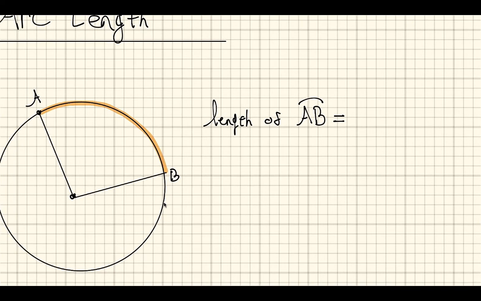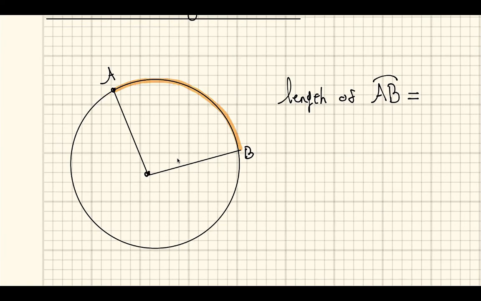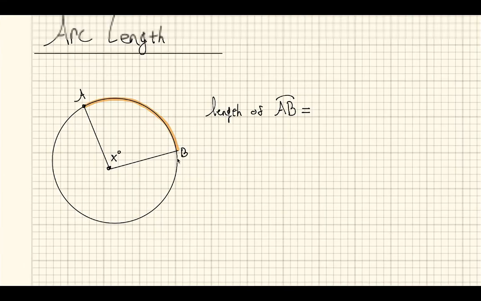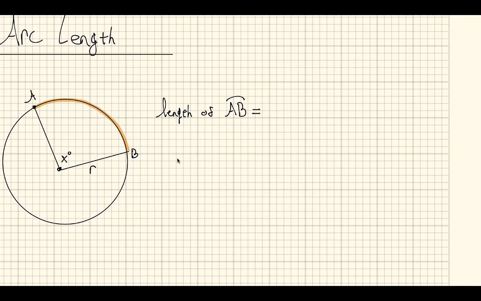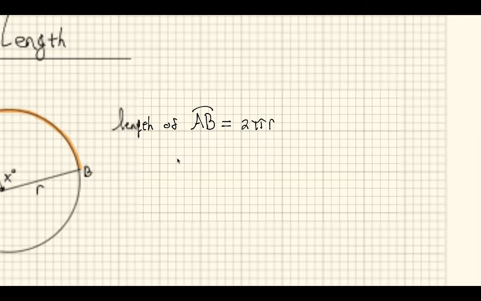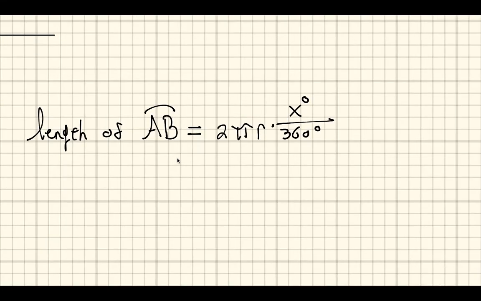Well, it's related to the circumference. If I was to find the circumference of the circle, but only want this portion of it, how do I get that? Well, it all depends on what your central angle is. So the length of AB, if I'm given a radius, we still find the circumference. So take 2 pi r, but how much of it are we taking? We're taking whatever that central angle is divided by 360.